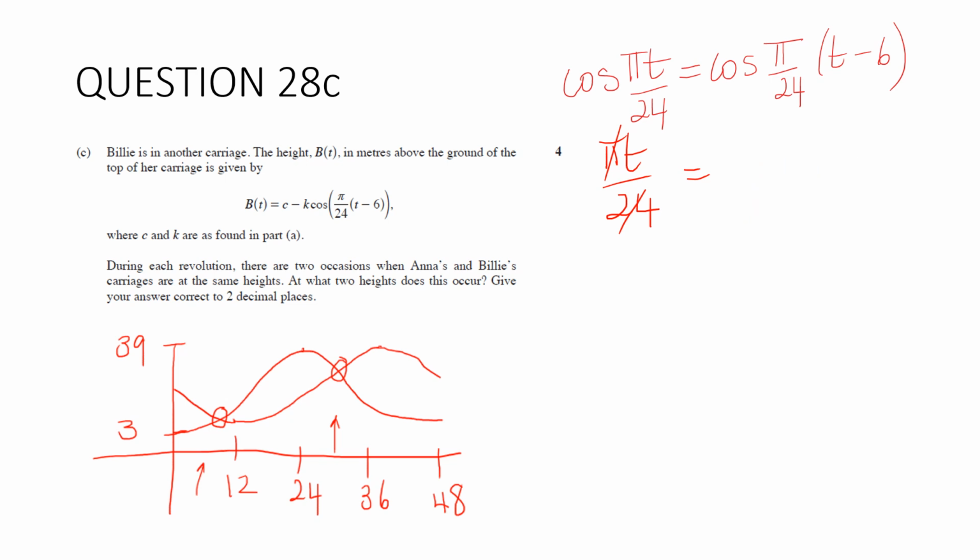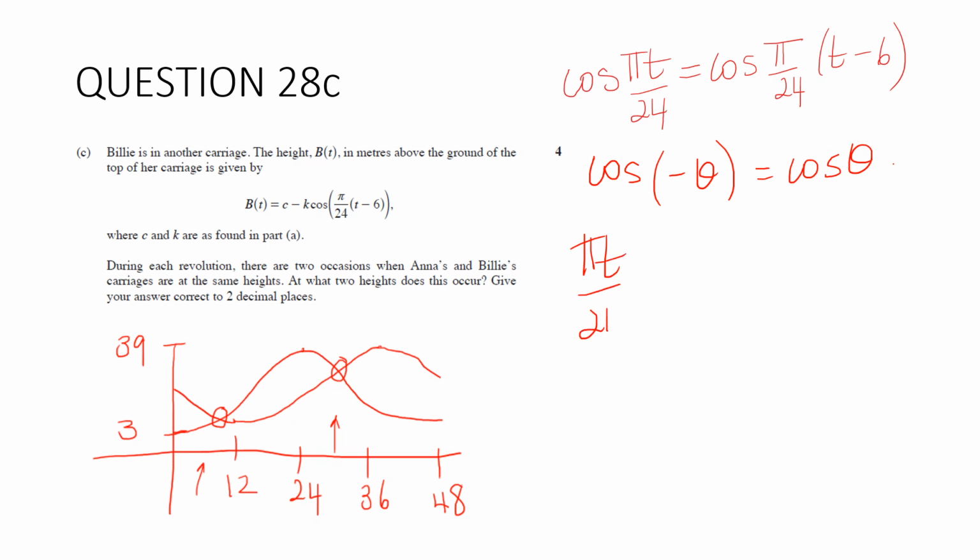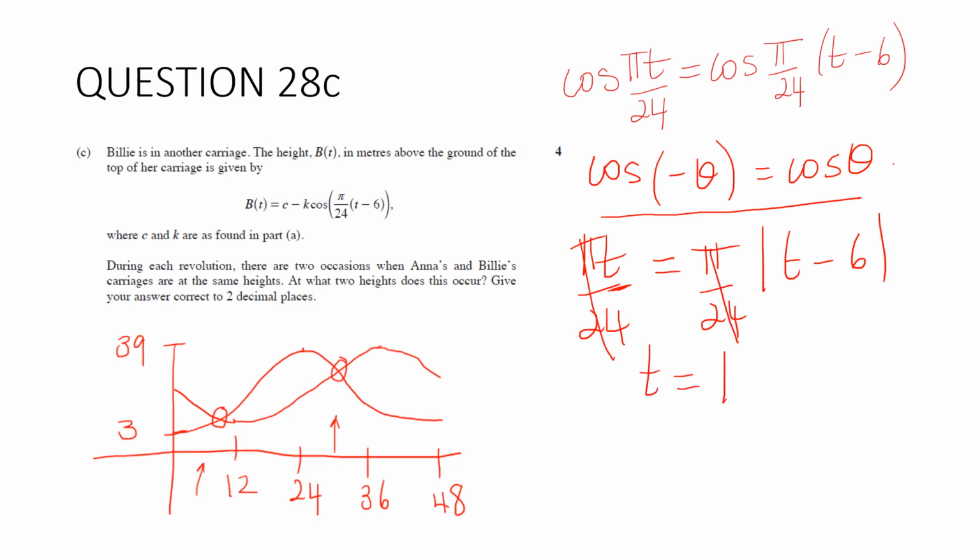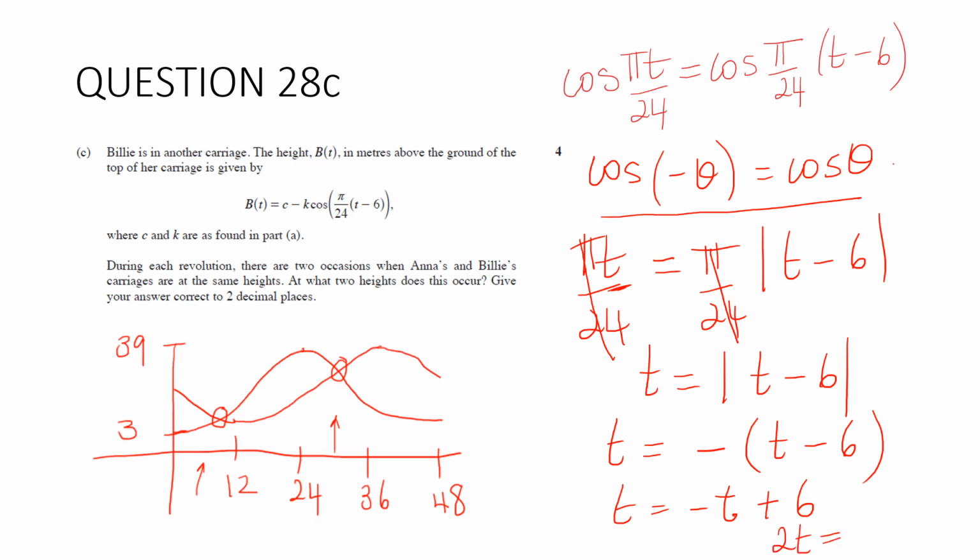But do you remember how cos is an even function? So in other words, cos of a negative theta is the same as cos of theta. So in fact what we want to solve is this. Pi t on 24 is equal to pi on 24, and let's take the absolute value of t minus 6. Because of this, it doesn't matter if we get t is equal to negative t, if that makes sense. These still cancel, and so we've got t is equal to the absolute value of t minus 6. If you remember right back to year 11, this could be t is equal to negative brackets t minus 6. So t is equal to negative t plus 6. 2t is equal to 6. Therefore, t is equal to 3 is one of the times when the heights are equal.